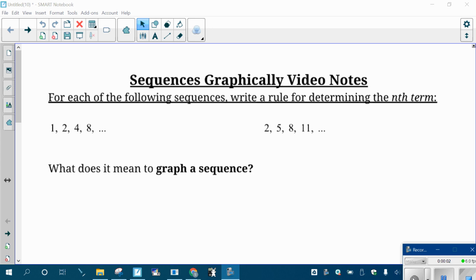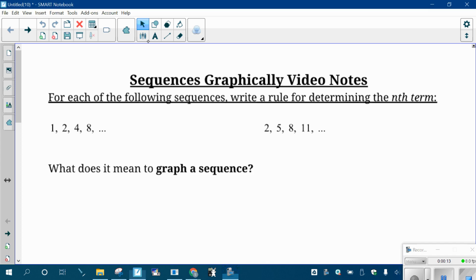Everybody, Mr. Covey here, and today we're going to talk about looking at sequences from a graphical perspective. Like, how do you graph a sequence and what does that mean? So it's kind of just a twist on what we've already been doing. I hope it's not going to be too crazy.